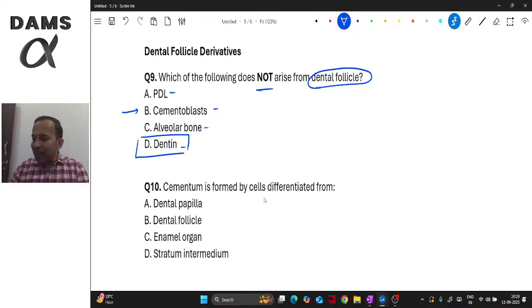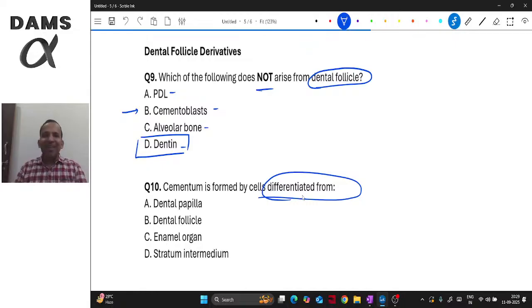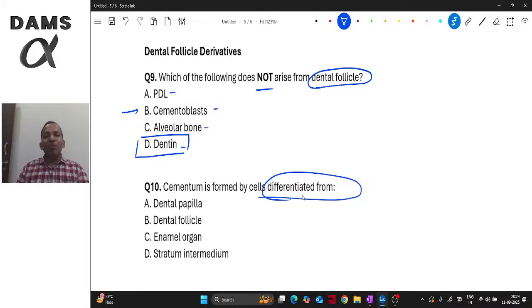So cementum is formed by cells differentiated from, again a variation of the question. Yes, very good. So this again is a variation of the same question. Which cells differentiate to form cementum? Options are papilla, follicle, organ, or stratum intermedium. Stratum intermedium is a part of enamel organ, so option D itself rules out option C. It helps us rule out both these options.